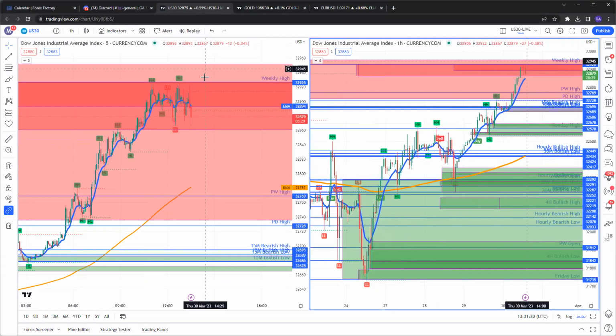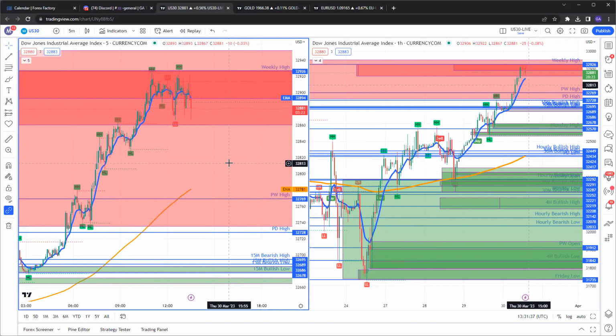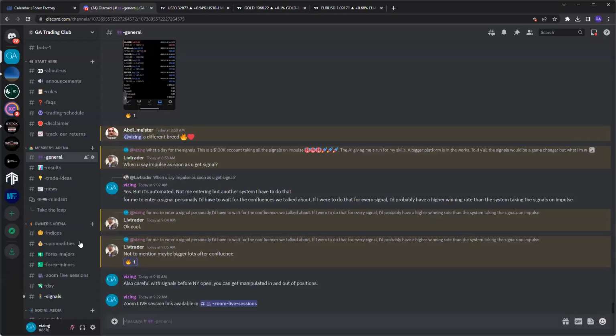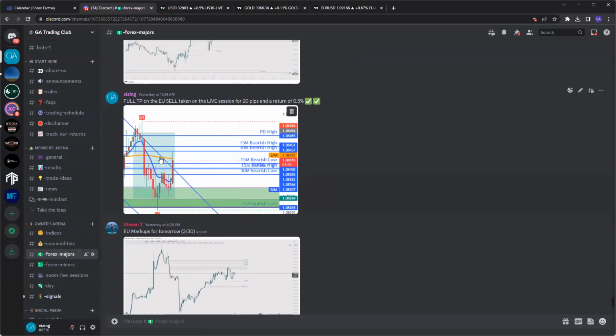So yesterday we took three trades. One US 30 went straight. It was a straight win for 50 pips, so a return of 0.375. The second EU sell we took was a win as well, for a return of 20 pips. So that was with a risk of 0.5%. So at that point, we were up 0.875% for the day.